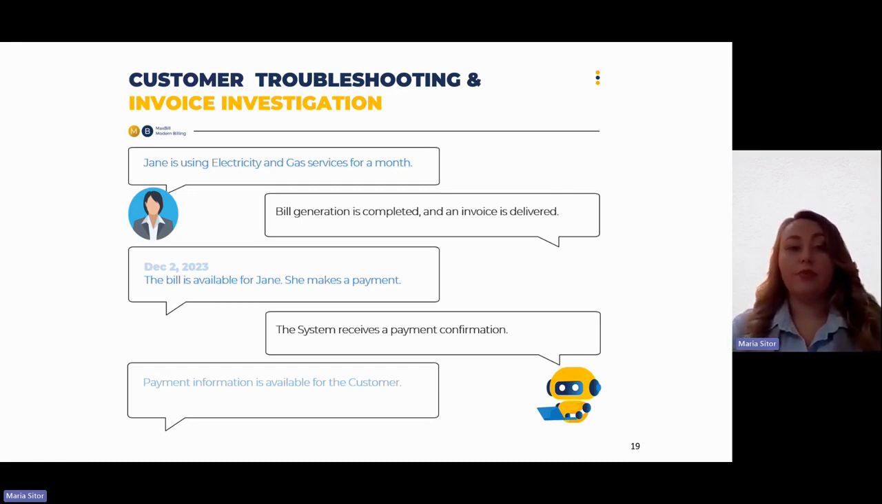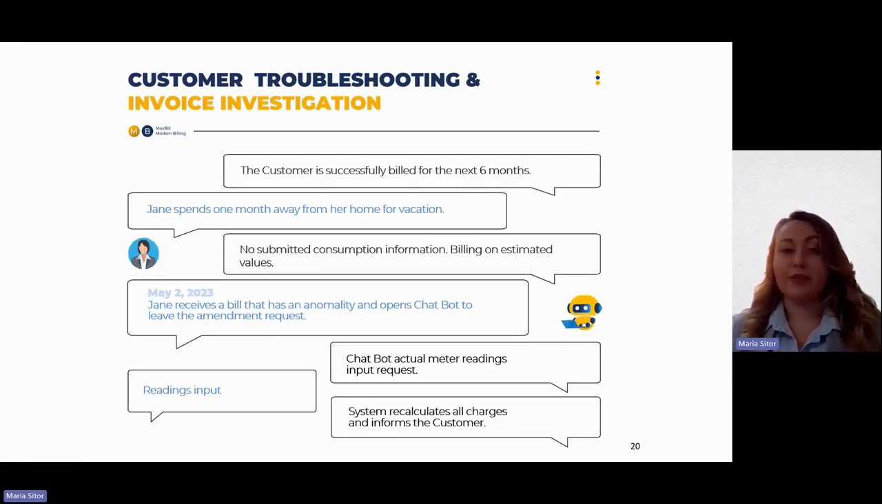After some time, for example 1 month, the bill generation was completed by the system, and the invoice was delivered by email to her. It was also available for her in the personal account, and she saw it. She decided to pay for it, of course, and she made a payment. The system received the payment confirmation, and the payment information is also available for the customer, so she can see her balance, that she paid successfully, and everything is fine with her expenses.